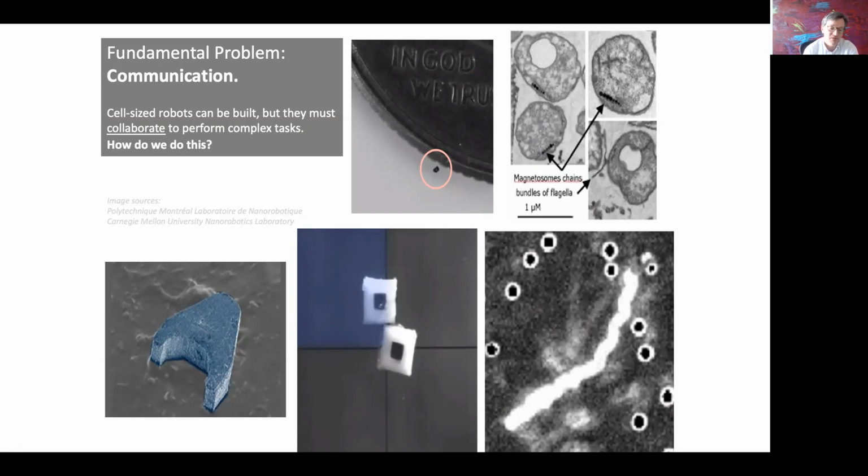It should be clear that radio actually doesn't work very well for this problem. The inside of the body is well approximated by salt water. It's very difficult to transmit an electromagnetic signal through that environment. It's difficult to create the hardware at this scale. Antennas aren't very efficient at this size.